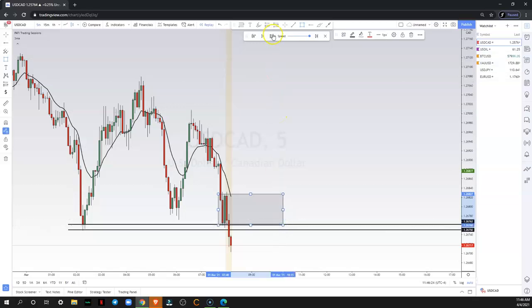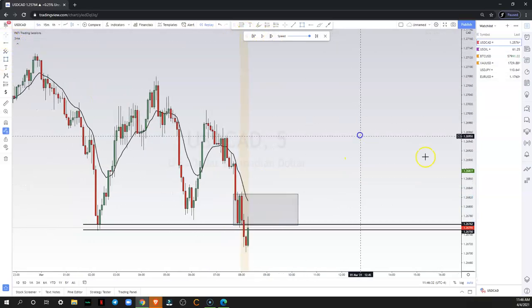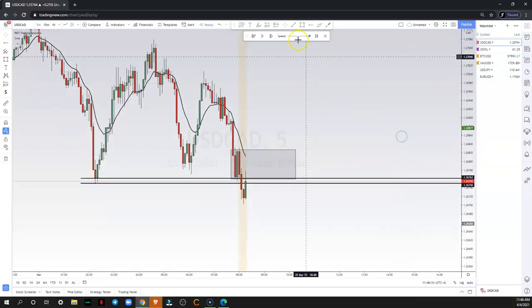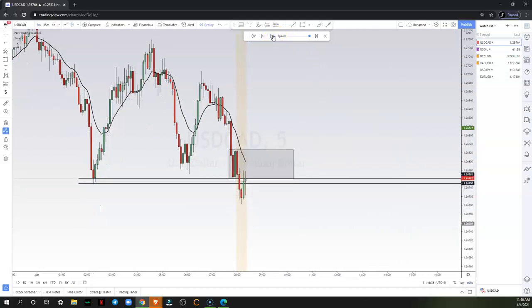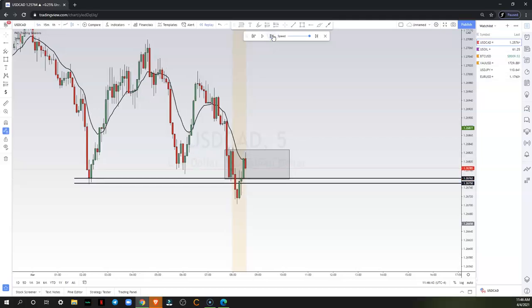Pushed out with some momentum. Okay, push back in. Okay, if it breaks below this green candle, we're getting in for the sell. Okay, it didn't break below. Pushing up some more. Didn't break below.